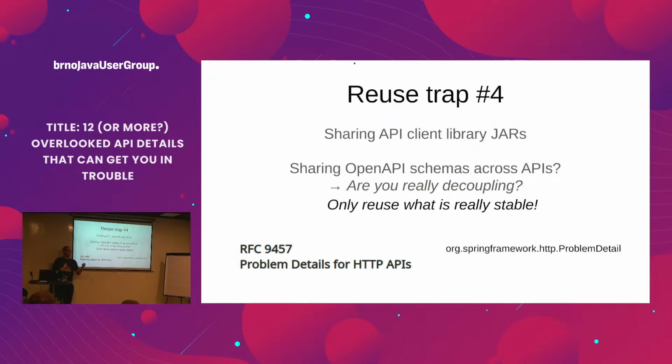One case where it's very common that you want to reuse something is for reporting errors. And again, you don't need to reinvent the wheel. There's already a standard for that, called problem details. And some frameworks, like for example Spring, already have a class for that. So you just use what's already standard, and you don't need to have 3 different standards for reporting errors.